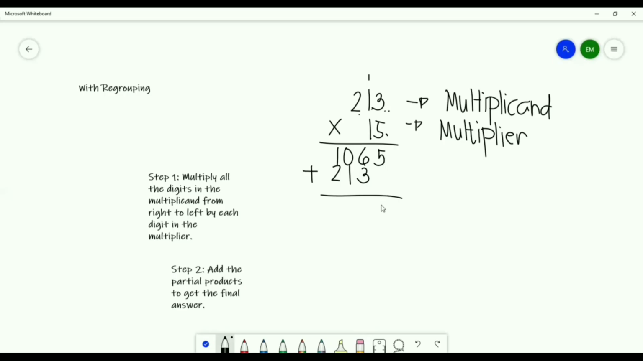So we bring down 5. 6 plus 3 is equal to 9. 0 plus 1 is equal to 1. And 1 plus 2 is equal to 3. So we have 3,195 as our product. Therefore, the answer is 3,195 seedlings. Okay? Let's have another example.